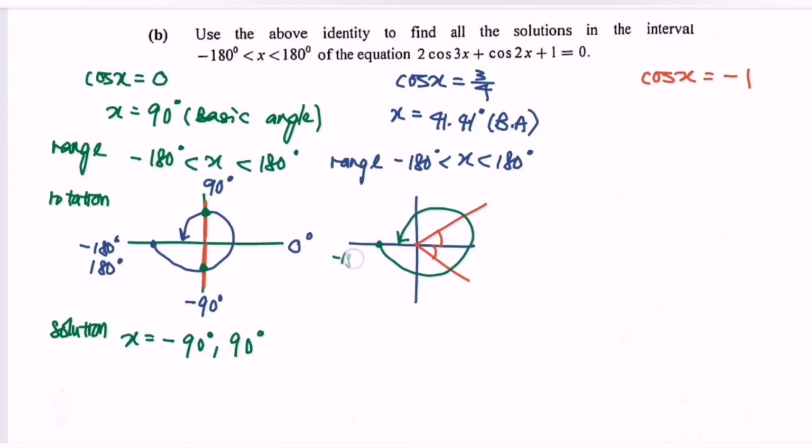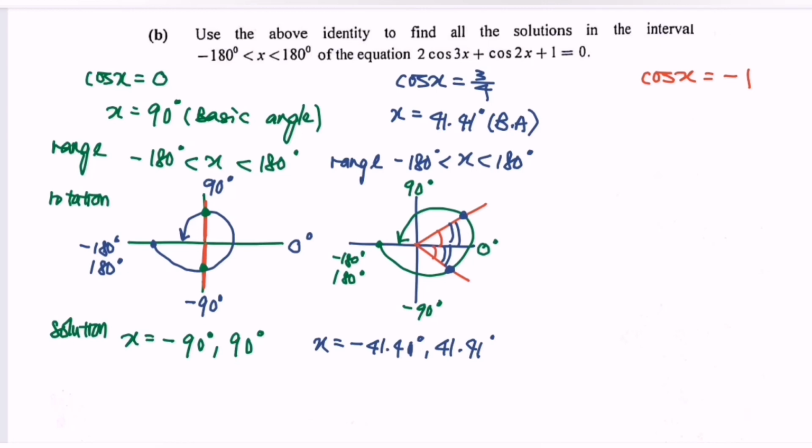So negative 180 degrees, negative 90 degrees. Then here we have 0 degrees. Here we will have 90 degrees. And finally 180 degrees. So where is the intersection point? So this is the location. So number 5, the solution would be x is equal to negative 41.41 degrees because of the basic angle. Next part, we have positive 41.41 degrees. So that is the situation for the second part.